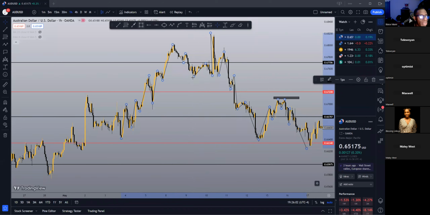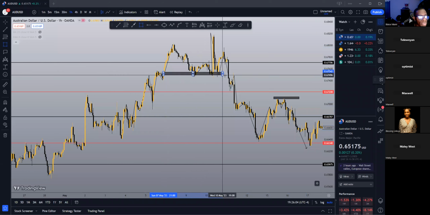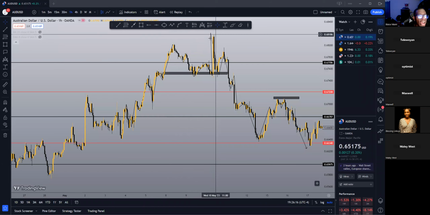But what happens? Price finds a level of support that it is not able to break. This price level here, a level of support that it is not able to break. And then what happens to it? It respects it and pushes up and breaks all these previous highs, creating a new higher high.